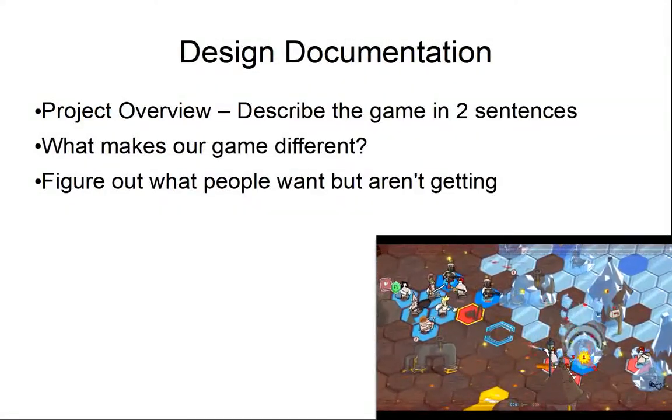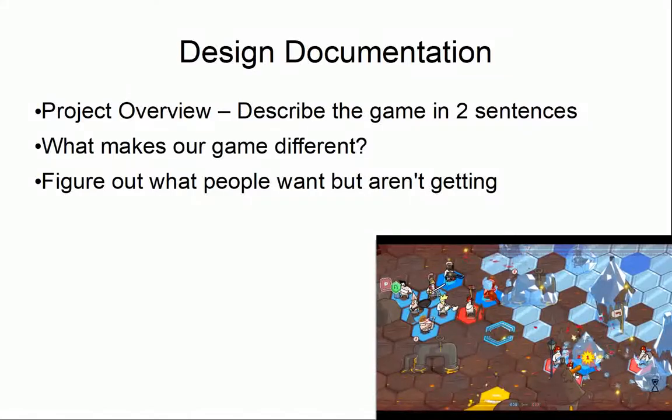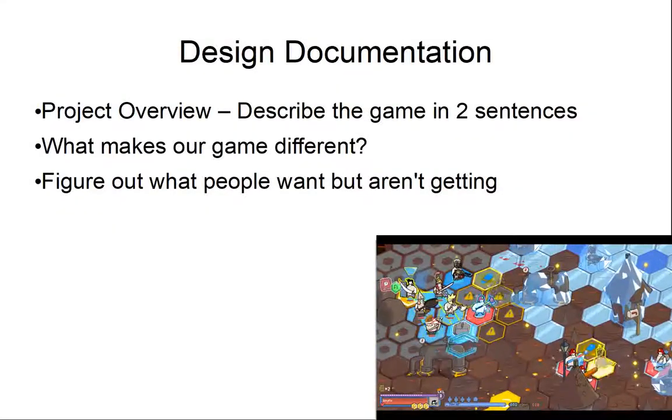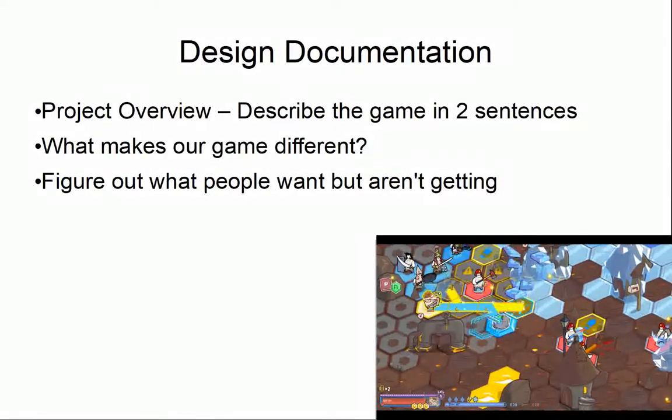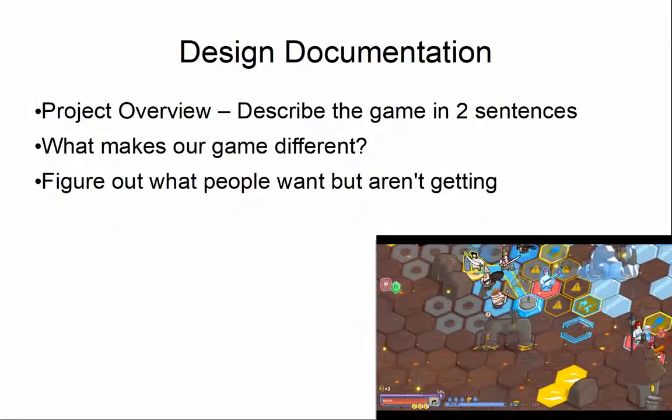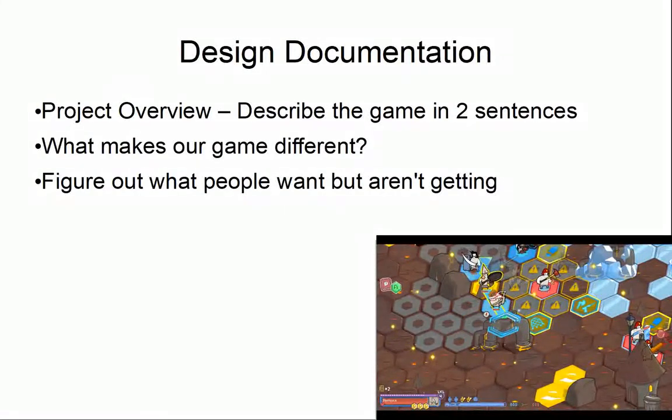Now let's go over design documentation. First, we'll draft a project overview. There should be 1 or 2 sentences describing the game. This is our elevator pitch. If we were walking out of the elevator, the doors were closing, and we just remembered that the guy we're riding up with is a publisher.